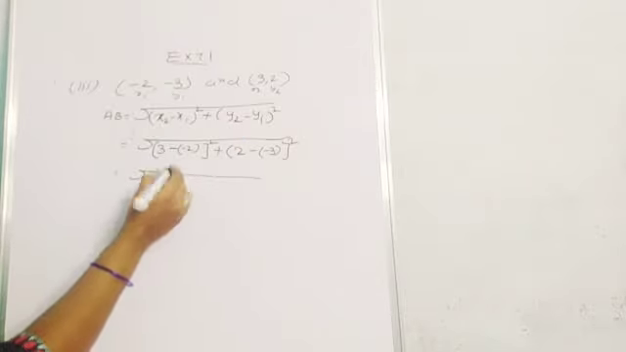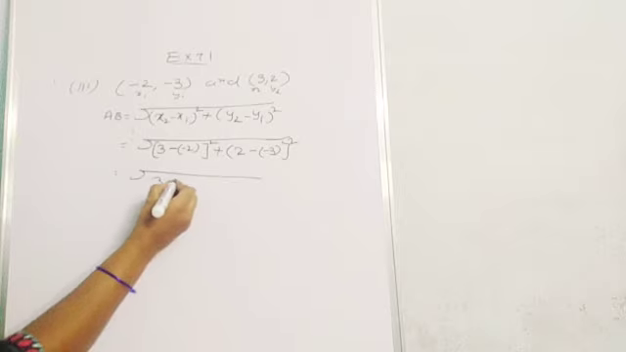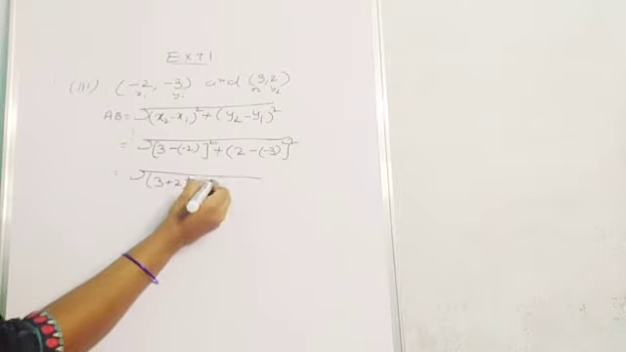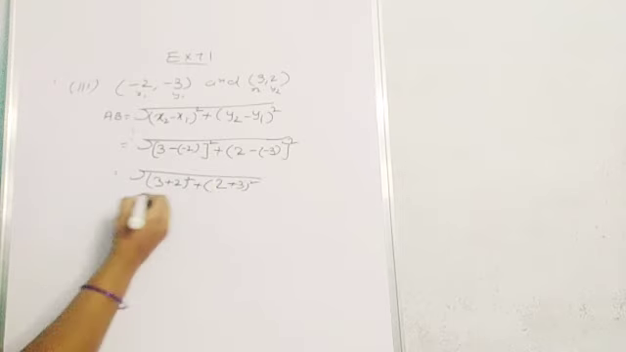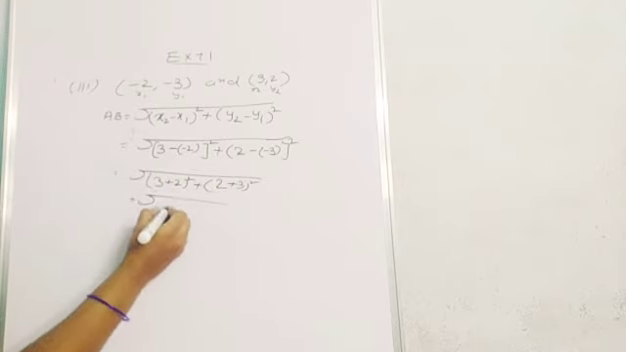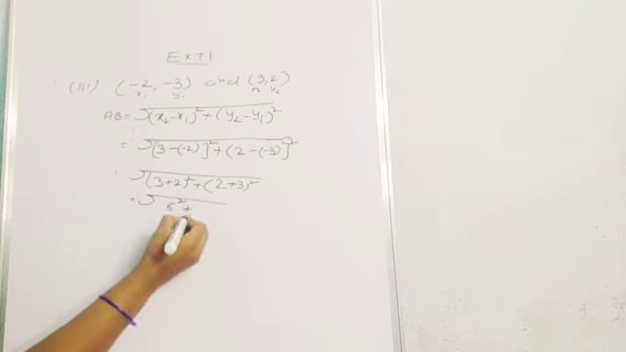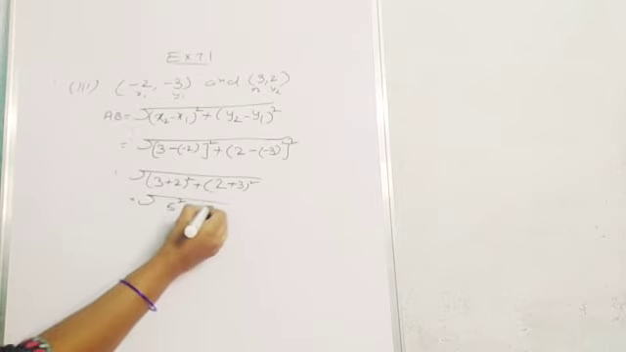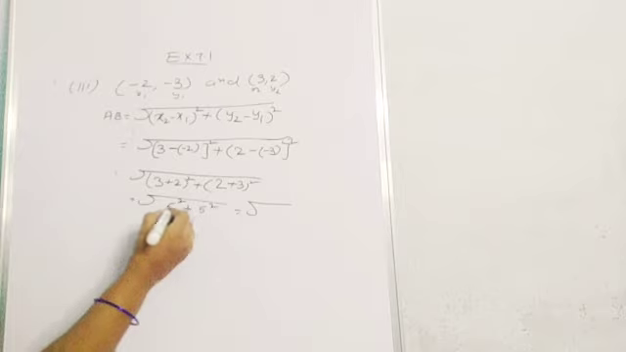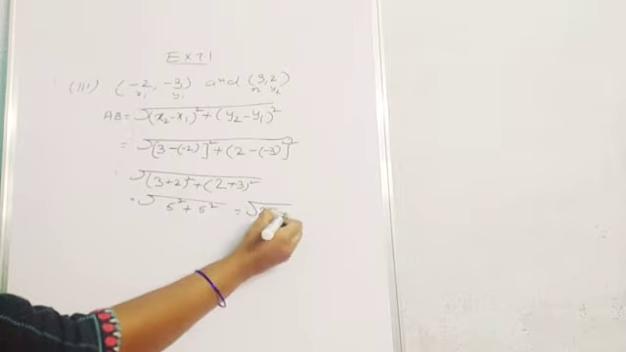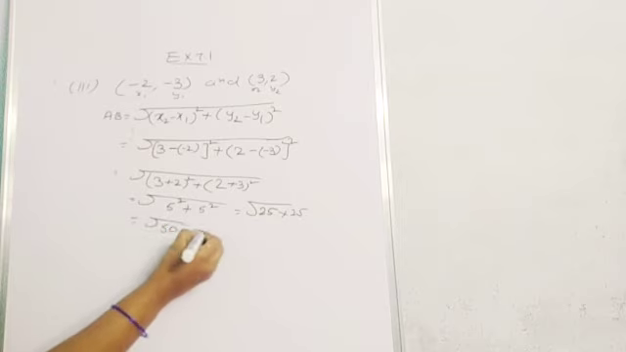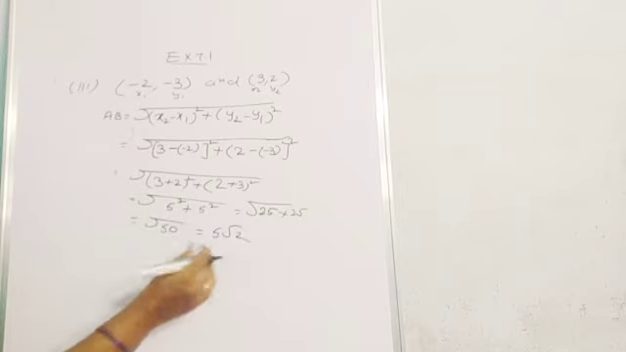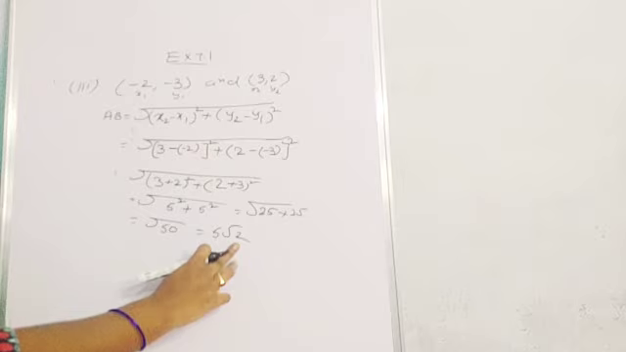So 3 minus into minus 2, that is 3 plus 2, whole square, plus 2 minus into minus 3, that is 2 plus 3, whole square. 3 plus 2 is 5, so 5 square, and 5 square. 5 5s are 25 plus 5 5s are 25. So what will we get here? 50. I write 5 root 2, because 5 5s are 25 and 25 2s are 50. So this is the third one.